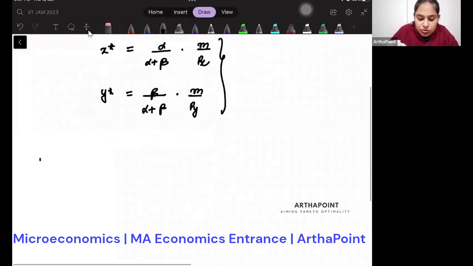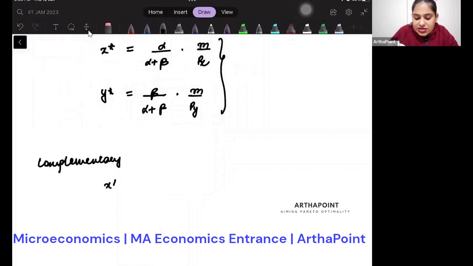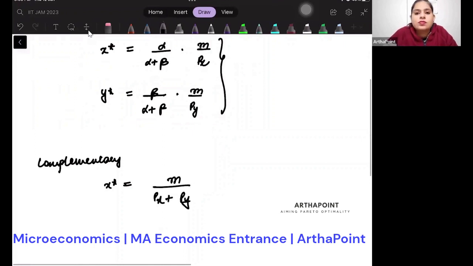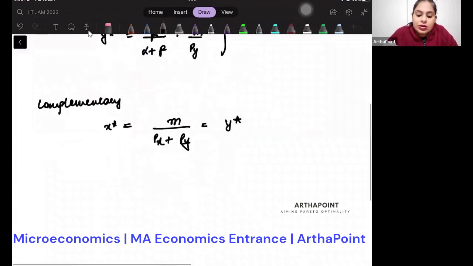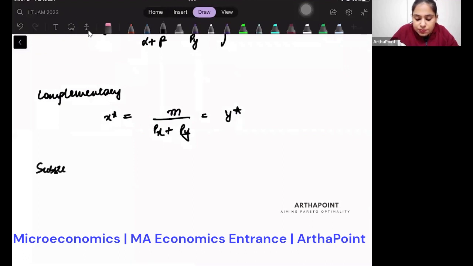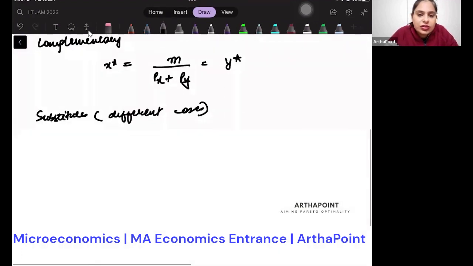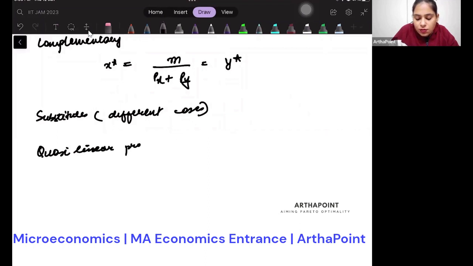Then we saw complementary goods. For complementary goods, X star was m upon px plus py, and Y star was also the same because it is a min function. Then we saw that for substitute goods there can be different cases. If you go through the other recorded videos, you will see that I have done quasi-linear preferences also, and the max function.